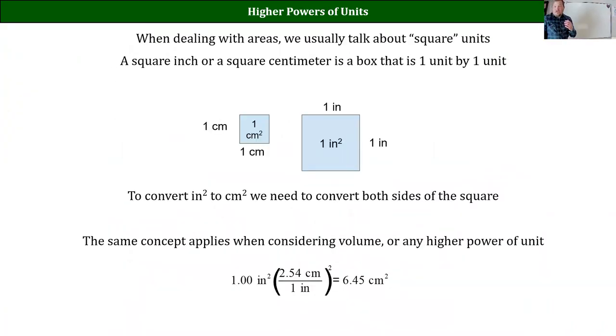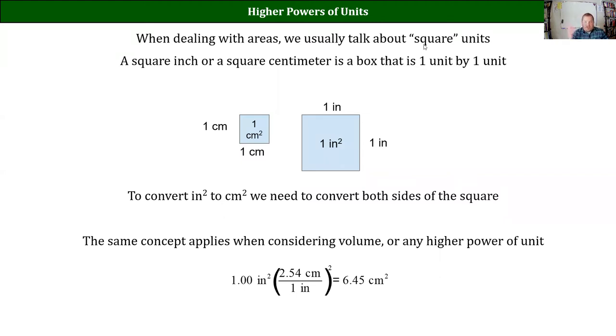All right. So we're getting close to taking a break here, but this is the next tricky concept. I want you guys to hear it once, and then we'll take a break, and then I'll reiterate. Occasionally, we're going to need to deal with what are referred to as higher powers of units. Higher powers of units usually means that we're dealing with units that are squared or cubed.